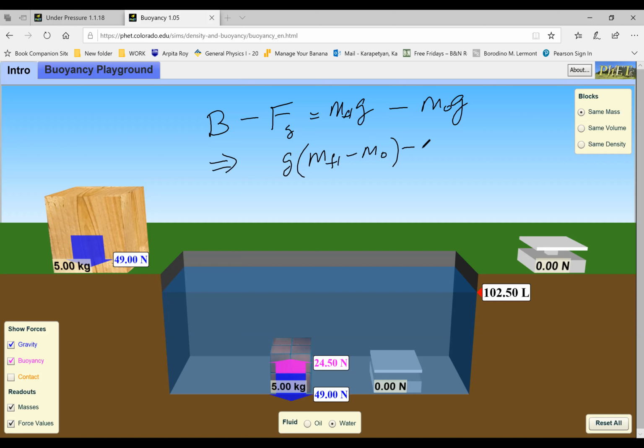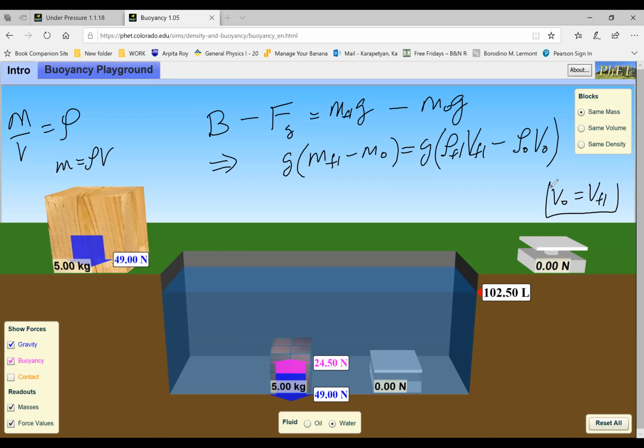But what I'm going to do here is rewrite this in terms of density. Mass of the fluid is density of the fluid times its volume, minus density of the object times volume of the object, right? Remember again, mass over volume equals density, or mass equals density times volume. But remember one of the things I talked about, that volume of the object always equals volume of the fluid. This is always going to be true.